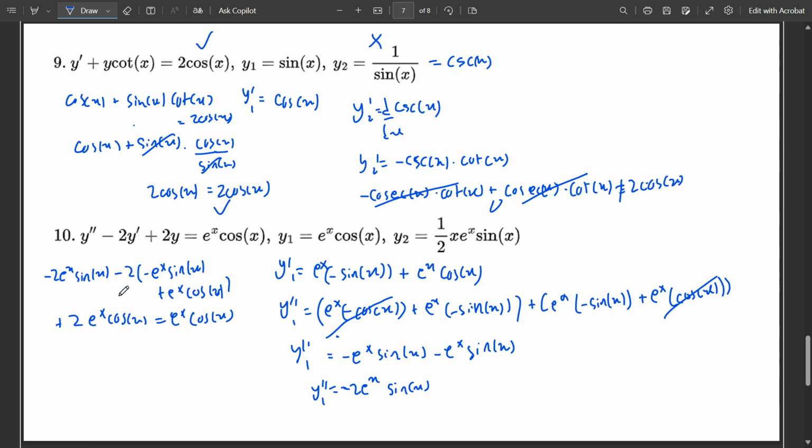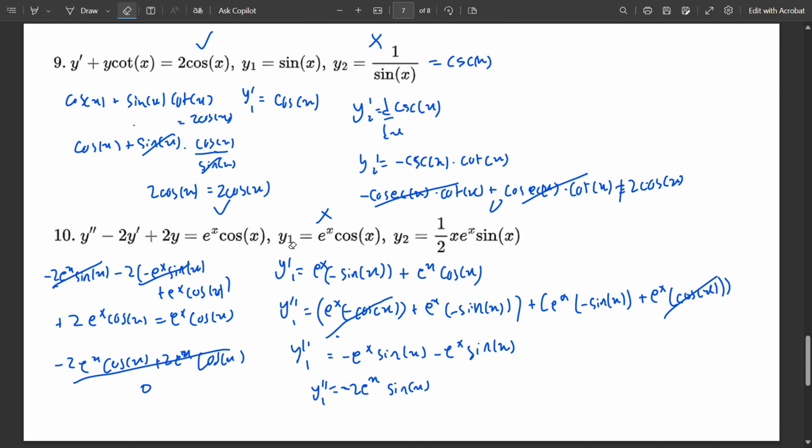We distribute 2. Negative 2 times negative is positive, so this is positive 2 e to the x sine of x, and this cancels, which leaves us with negative 2 e to the x cosine of x plus 2 e to the x cosine of x. Does that equal e to the x cosine of x? No, this becomes 0. So this is not a solution to the differential equation.